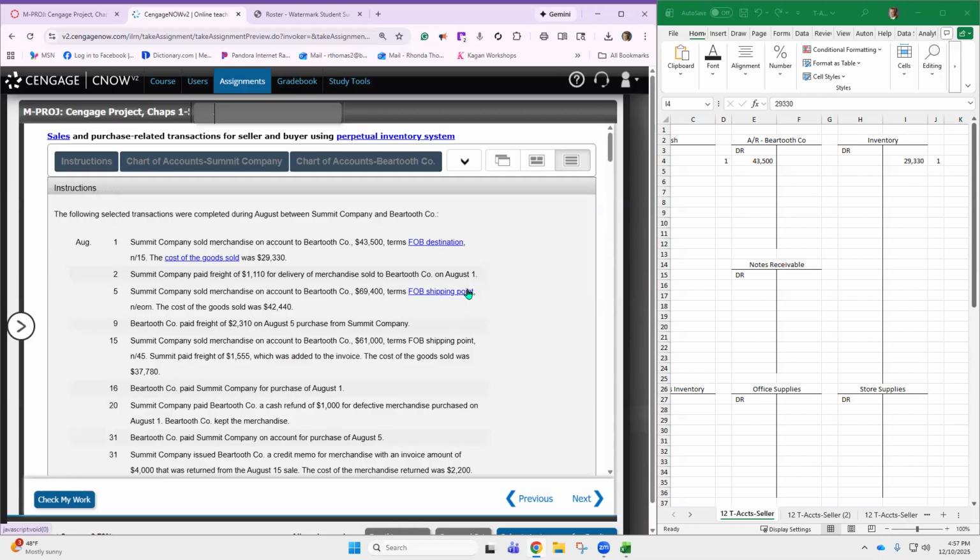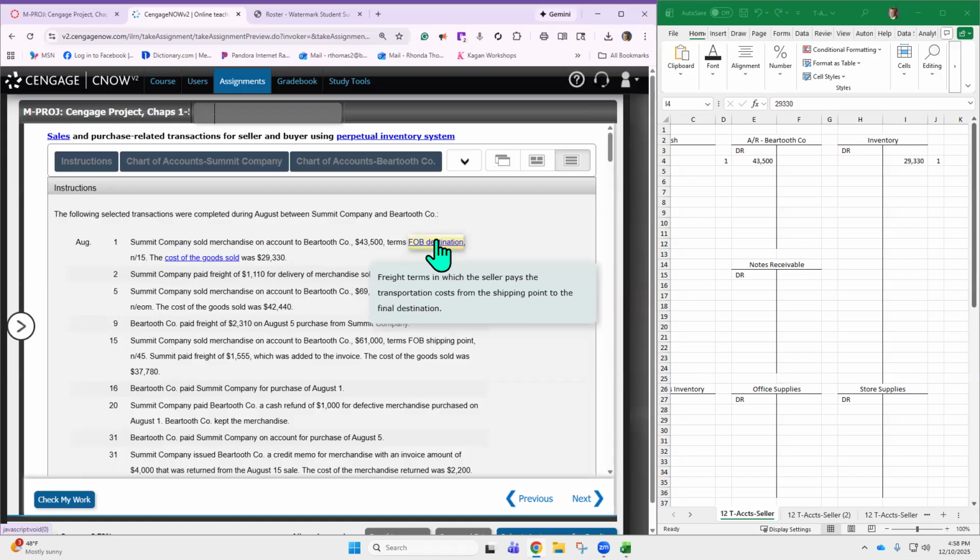Was it their responsibility to pay it? Can anybody tell me? Was it Summit's responsibility to pay it? How would you know? Because of this term right here. If that's the term in the sale, then that says that the seller should pay the shipping. So yes, it is the seller's responsibility to pay that $1,110. We are not supposed to charge the buyer for that.